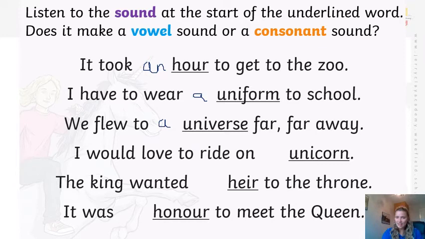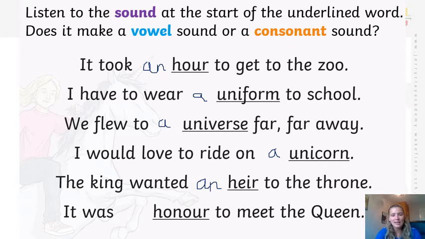Now if you put an there, we flew to an universe far, it doesn't make sense, whereas we flew to a universe far, far away does. I would like to ride on a unicorn, again making the U sound. The king wanted an heir, because if you didn't know what that word means, an heir is a child. So for example, a king and queen will need a child to take over from them as king and queen, so it's their heir, somebody that's going to take over once they're not around anymore. So the king wanted an heir to the throne. Obviously heir makes an A sound, so we would need an.